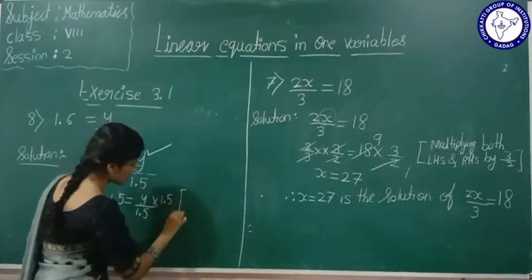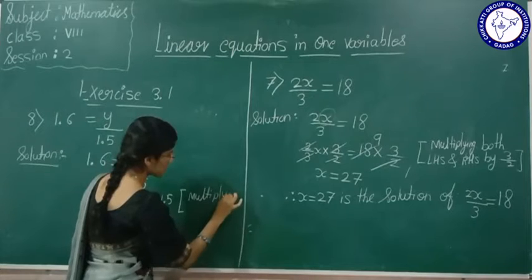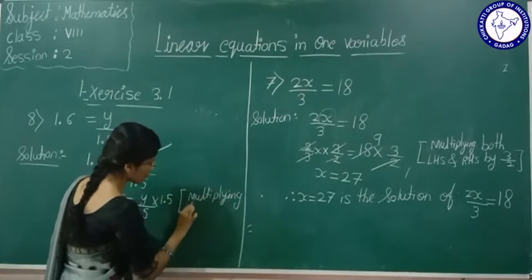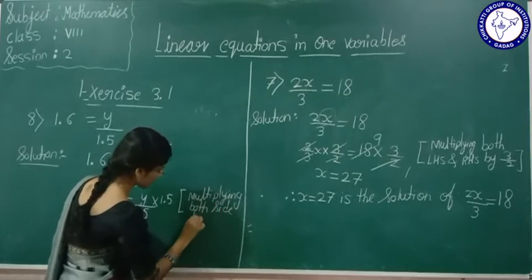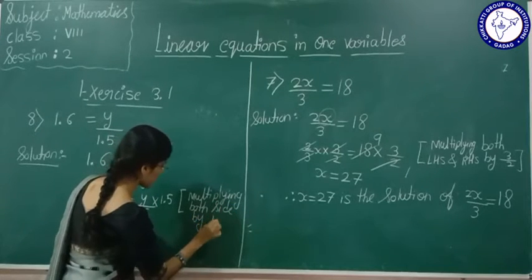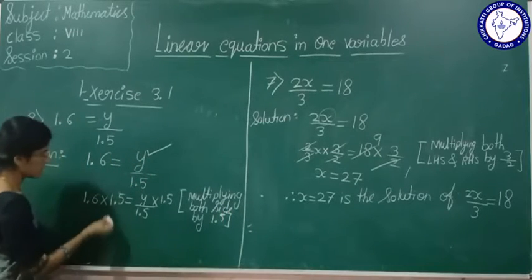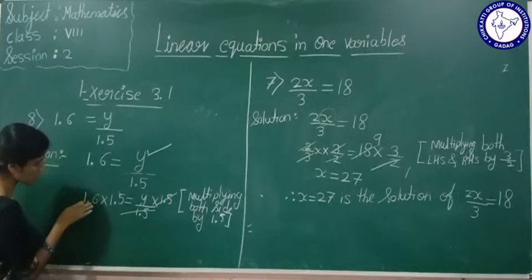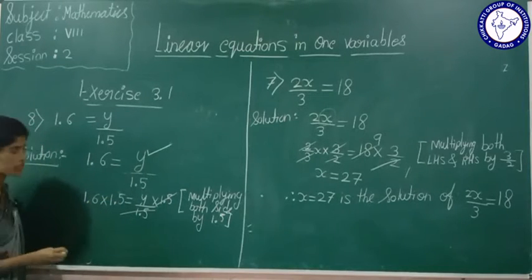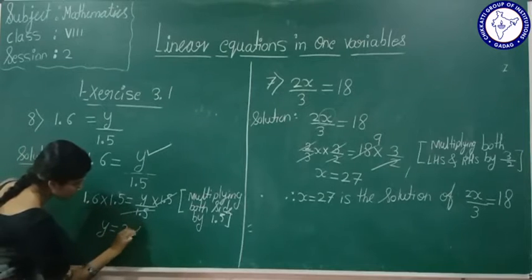What is the reason? What have we done here? Multiplying both sides by 1.5. See, 1.5 and 1.5 get cancelled. See here, 1.6 into 1.5 will be 2.4. Therefore, y is equal to 2.4.